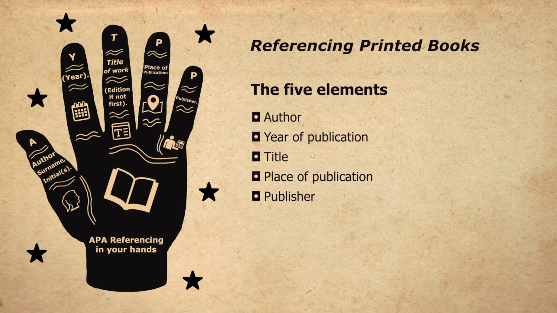Now look at the diagram and notice how each component corresponds to a finger on your hand. So you can see the author, the year, the title of the work, the place of publication, and the publisher in the palm of your hands in order from left to right. These 5 components then need to be formatted in the following way, as you can look at the example on the screen.